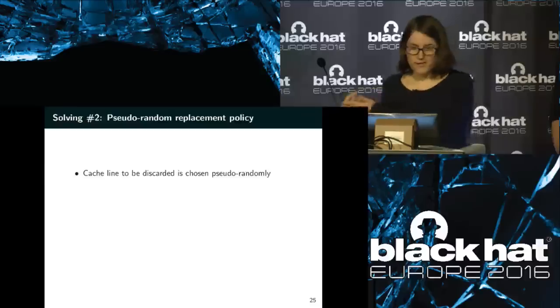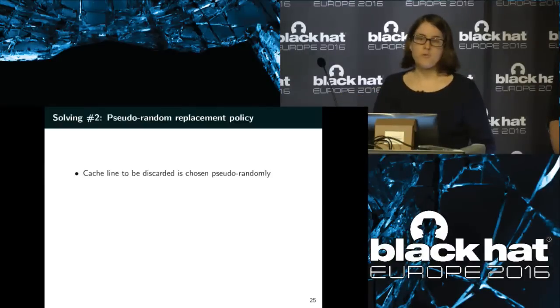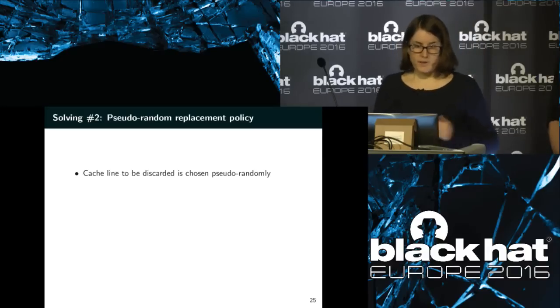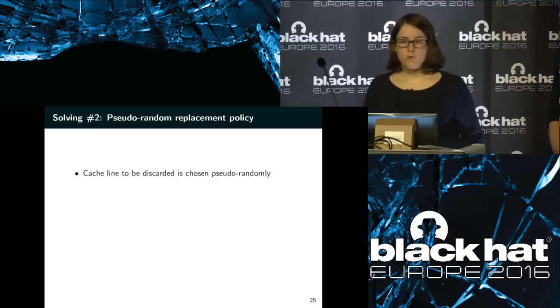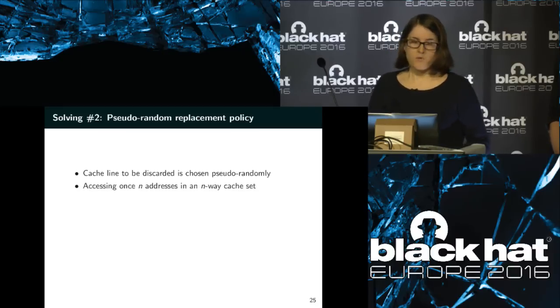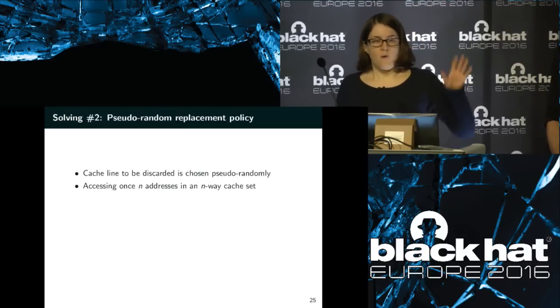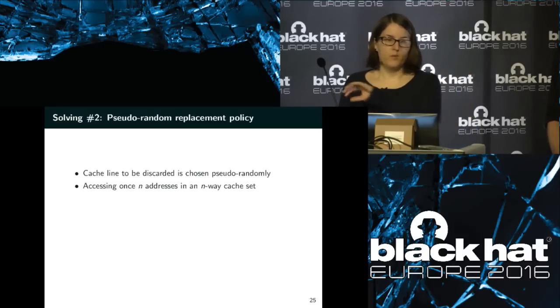Which leads me to the second challenge, this pseudo-random replacement policy, because evicting the cache would be really easy if it was not for this one. Because the cache line to be discarded is chosen pseudo-randomly. So what we did on kind of all Intel CPUs was accessing only once n addresses in an n-way cache set, as Maurice showed you earlier.